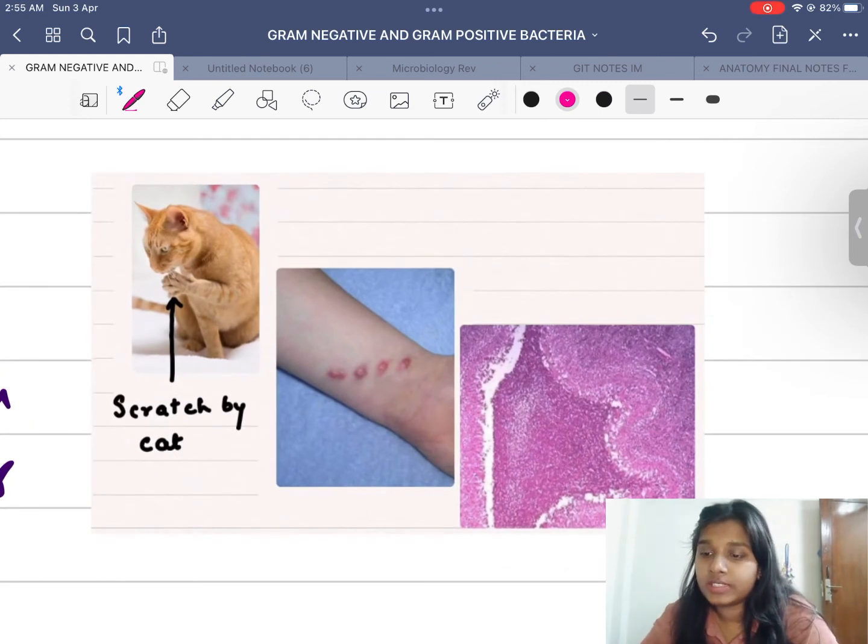A pathology question related to that is: what is the type of granuloma seen in cat scratch disease? The answer is stellate granuloma. Stellate granuloma is seen in cat scratch disease caused by Bartonella henselae.